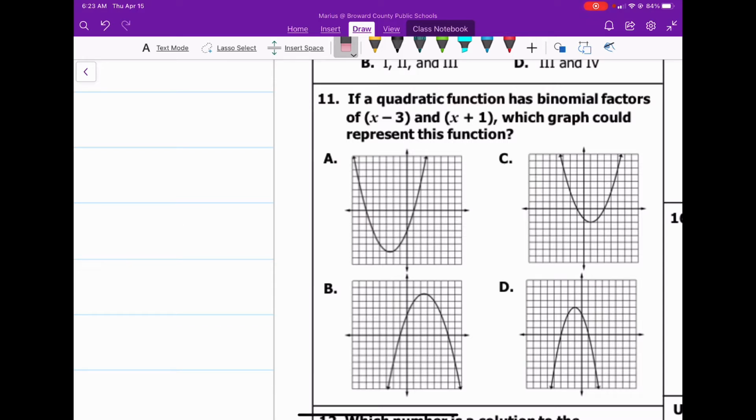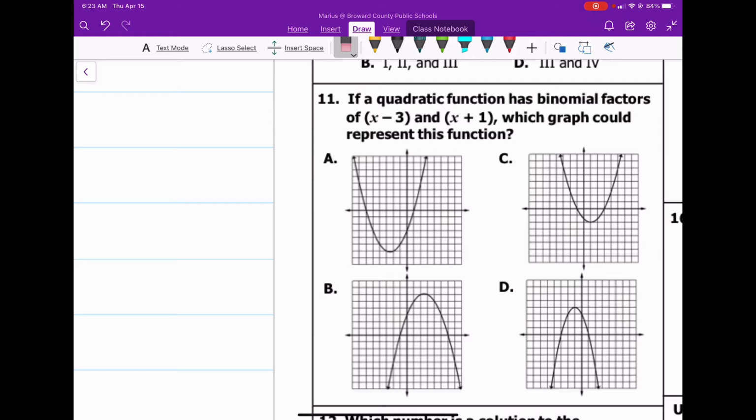Today we're going to go over another quadratic function question. So without further ado, let's jump in and take a look at number 11. Number 11 reads: if a quadratic function has binomial factors of x minus 3 and x plus 1, which graph could represent the function?